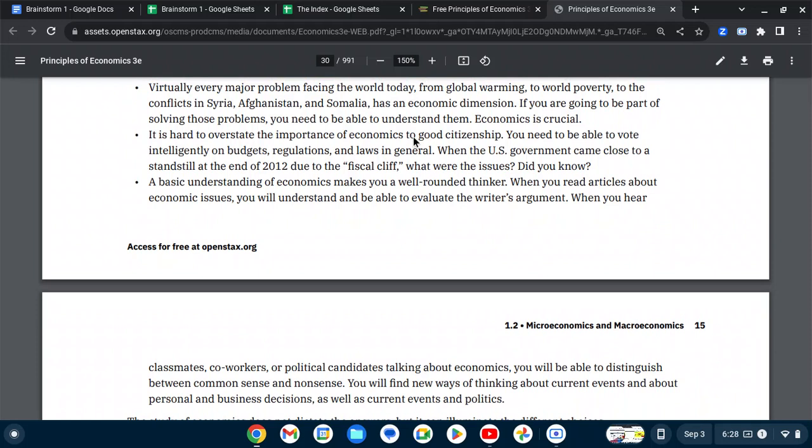You need to be able to vote intelligently on budgets, regulations, and laws in general. When the U.S. government came close to a standstill at the end of 2012 due to the fiscal cliff, what were the issues?